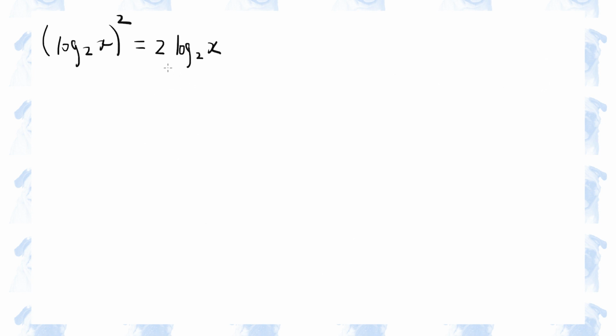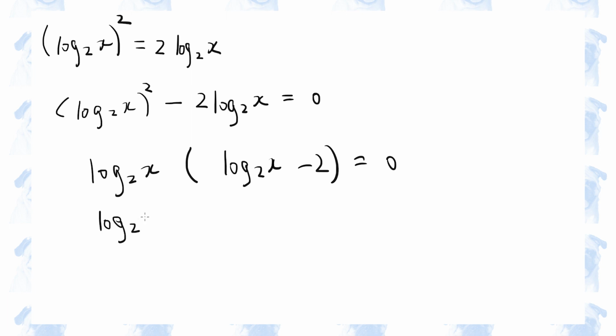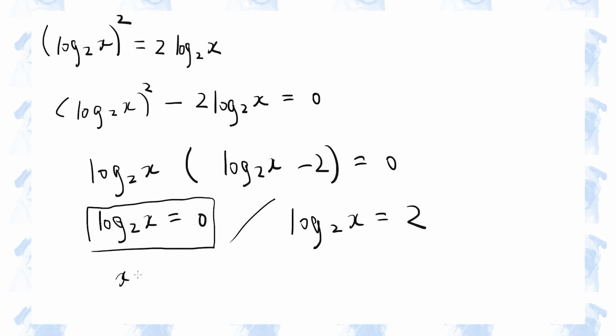Now, let's move the term on the right-hand side to the left-hand side. The left-hand side can be factorized. Therefore, log base 2 of x is 0, or log base 2 of x is 2. In the former case, x must be 1. In the latter case, x must be 4. So the solutions are x equals 1 and x equals 4.